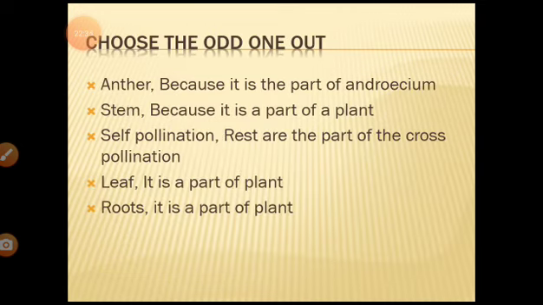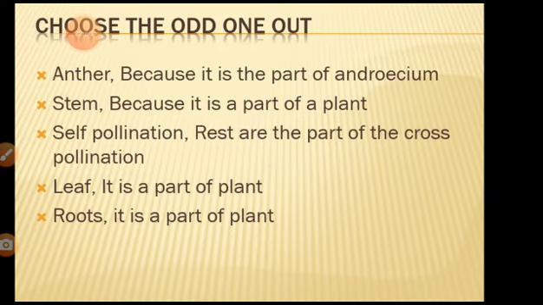In a previous video I have already given you some exercises, till matching. So today I am starting with choose the odd one out and give scientific reason. Here are the answers. First I am giving the answer, then the scientific reason. The first odd one out is anther, because it is part of the androecium and the rest are part of the gynoecium.